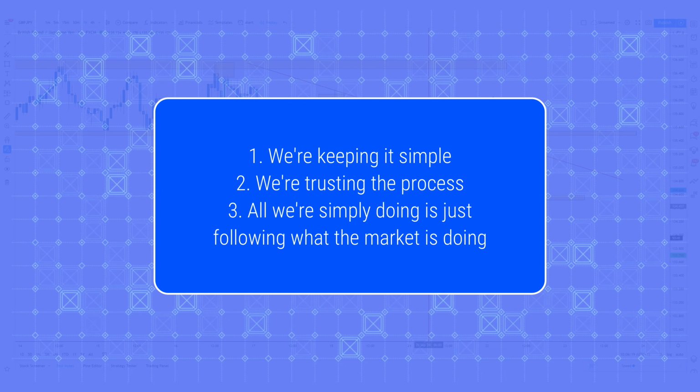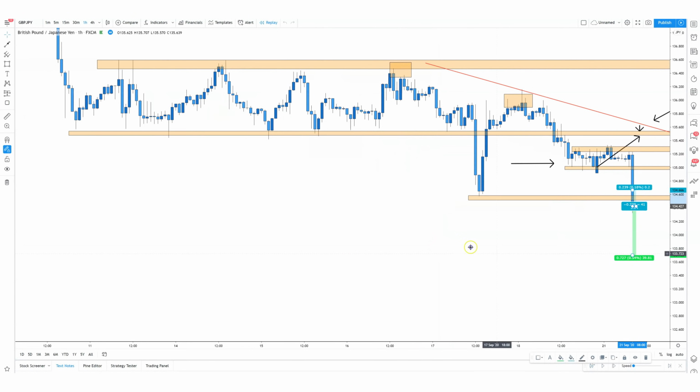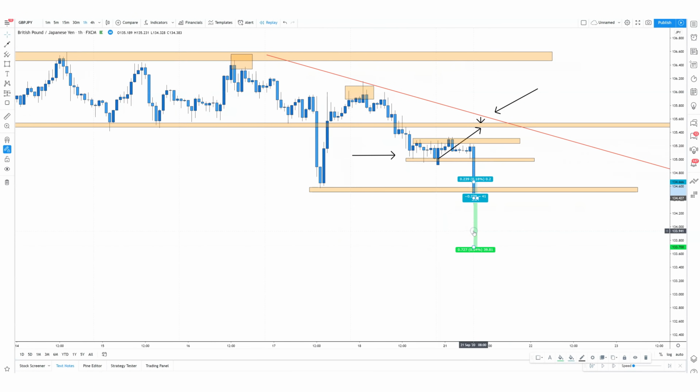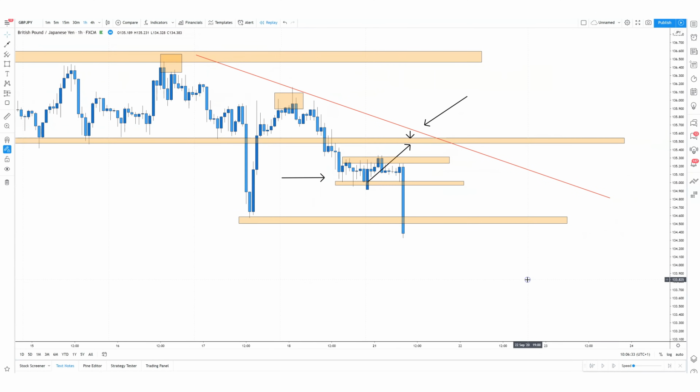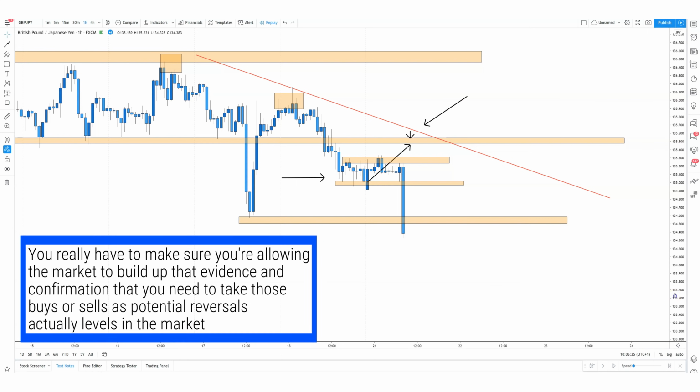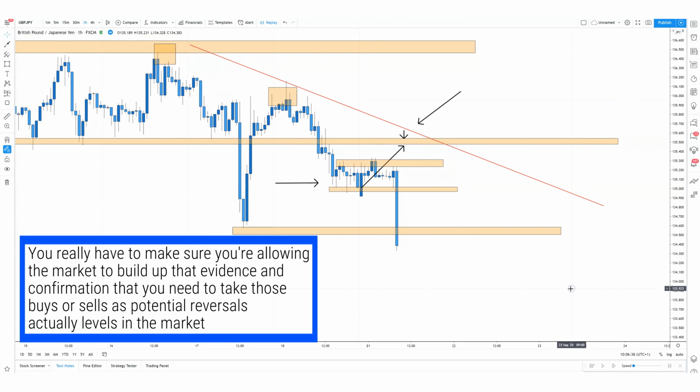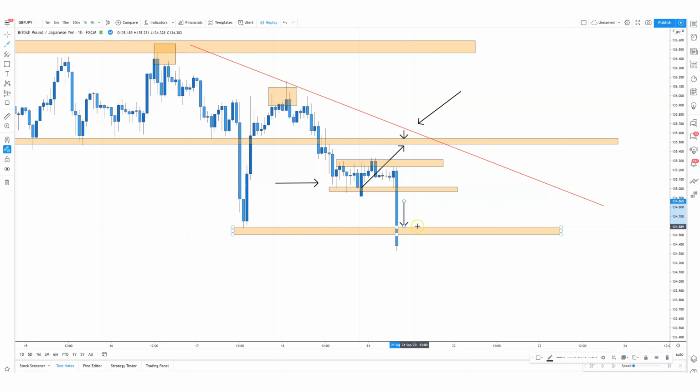Now, let me ask you this question again, because I think it's very valid and I think it's very useful for traders that are struggling, and especially traders that are, on my days, are still taking supply and demand trades and looking for support and resistance trades. Now, I'm not against it, but you really have to make sure you're allowing the market to build up that evidence and confirmation that you need to take those buys or sells as potential reversals at key levels in the market.